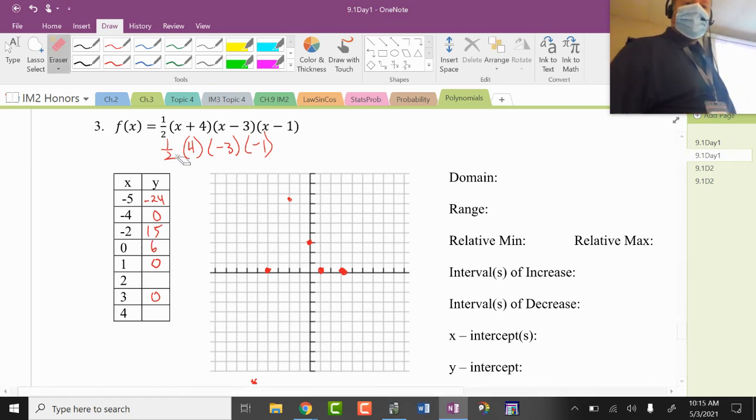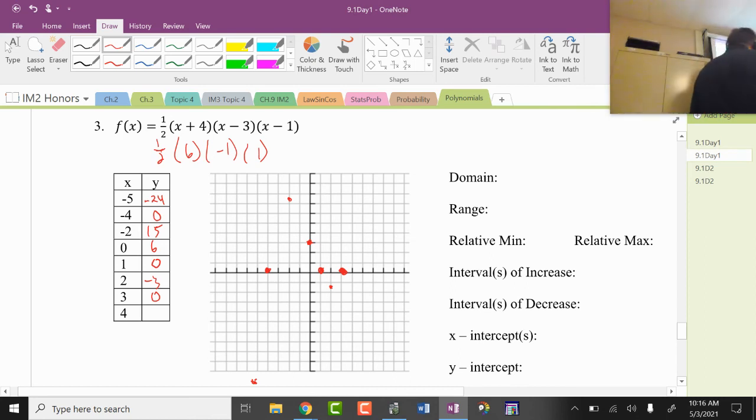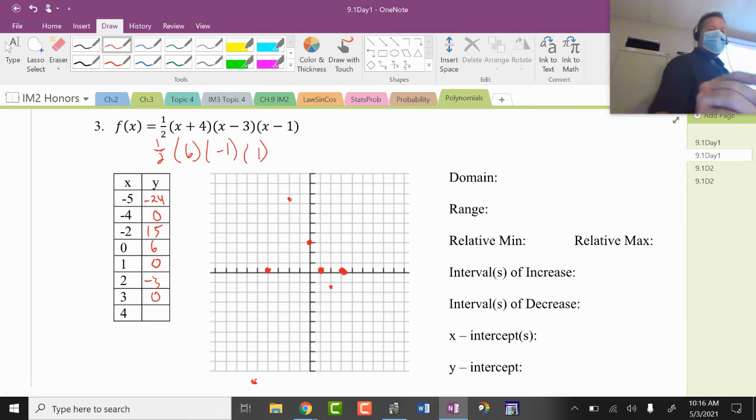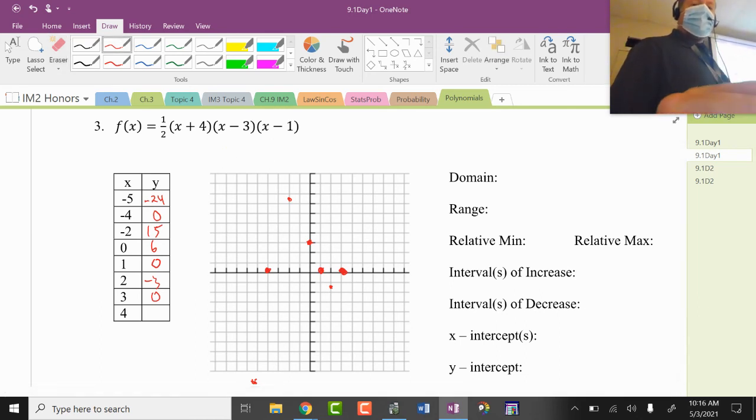2, real quick. 2 plus 4 is 6. 2 minus 3 is -1. 2 minus 1 is 1. Half of -6 is -3. That's there with my scale of 2. I didn't mark it, but I don't have time. And then 4, it's going to be probably a big one. That's the point of this taking off.